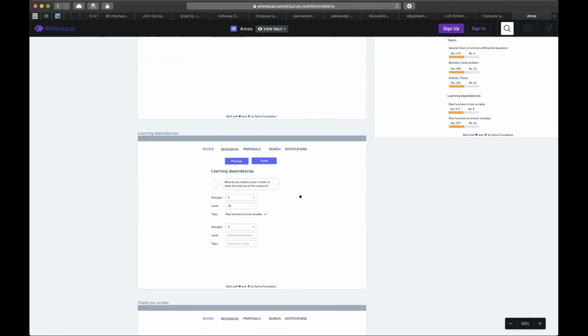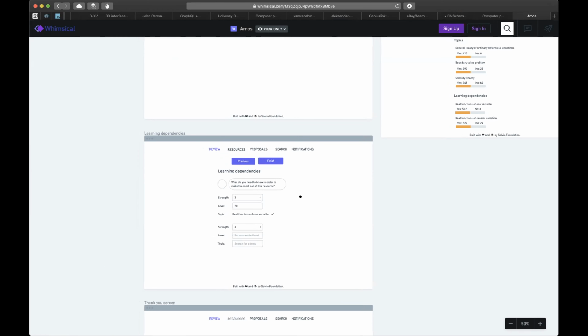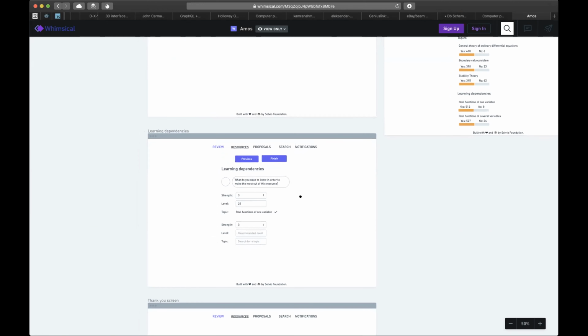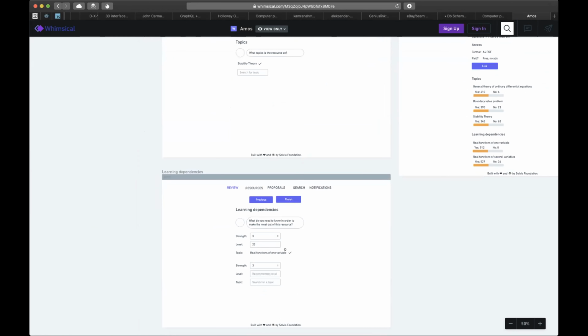I think it's about 85% done. But yeah, if I were to look at it again, I would add also an explanation for the strength and the level. Okay, but what is level then? So level is what's the recommended level for that strength, for the learning dependency.